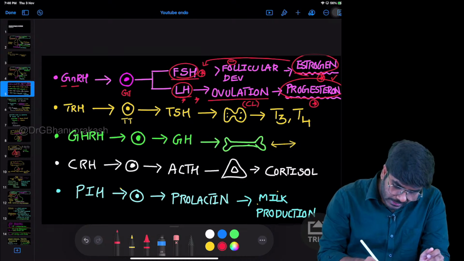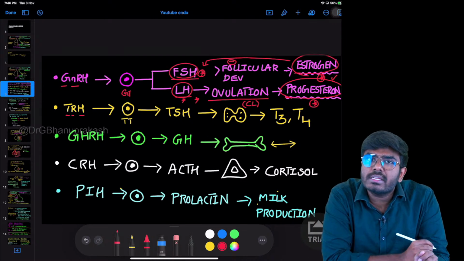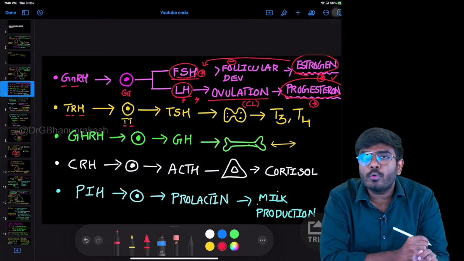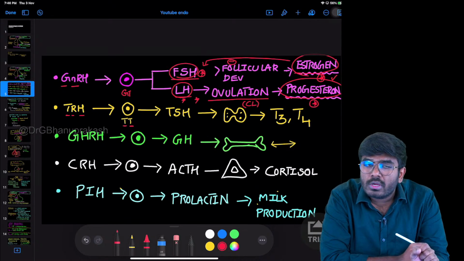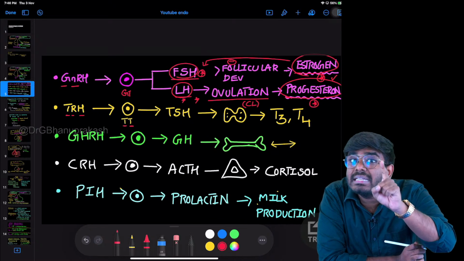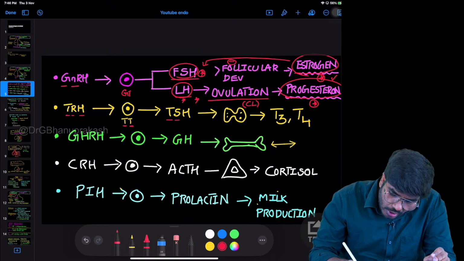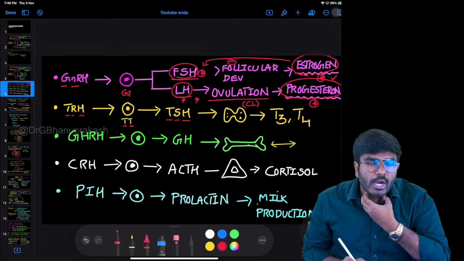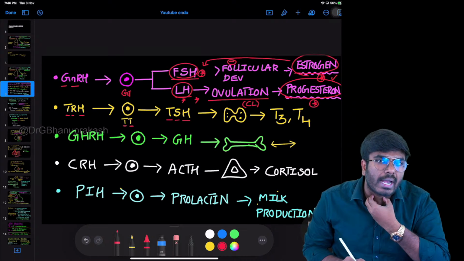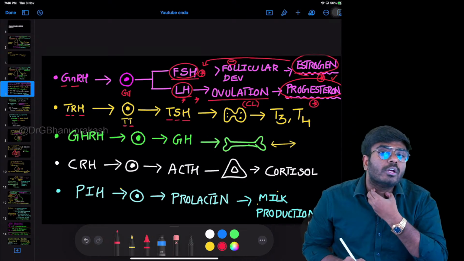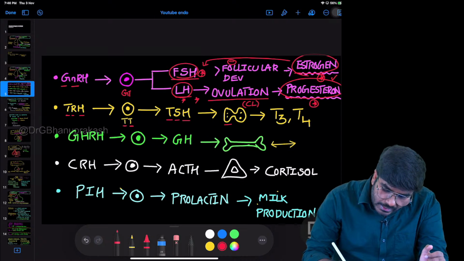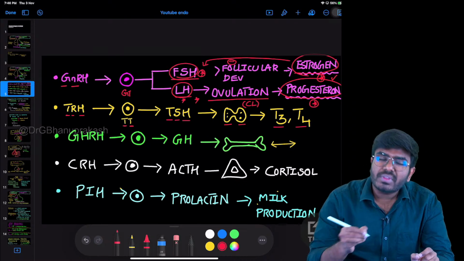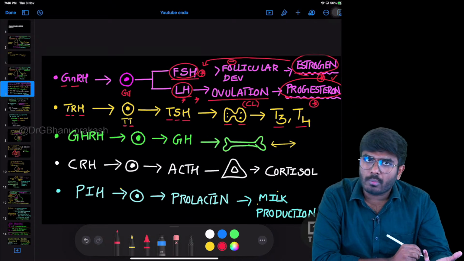Now, TRH, sir. What is TRH? Thyrotropin releasing hormone. Thyrotropin releasing hormone acts on thyrotropes. Now what will these thyrotropes do? The thyrotropes, which are present in the anterior pituitary, will release thyroid stimulating hormone. The thyroid stimulating hormone will come to the thyroid gland. TSH will act on the thyroid gland, and the follicular cells of the thyroid gland are going to produce T3 and T4, our thyroid hormones.